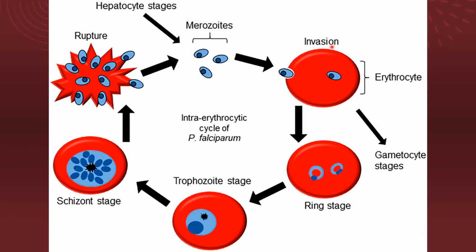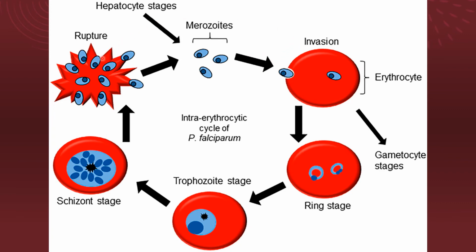This diagram shows the schematic figure of the intraerythrocytic cycle of Plasmodium falciparum. Plasmodium falciparum is the causative agent of malaria. The intraerythrocytic cycle of the parasite is one of the stages in its life cycle. When we say intraerythrocytic, that means the development of the parasite within the erythrocyte.